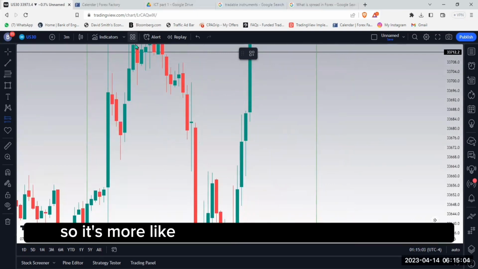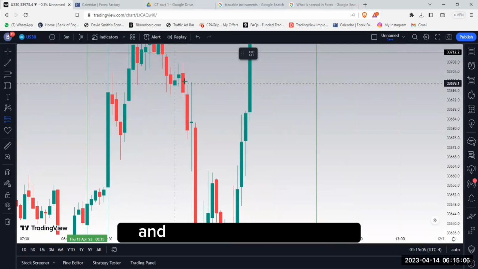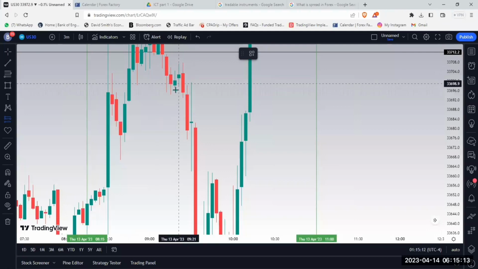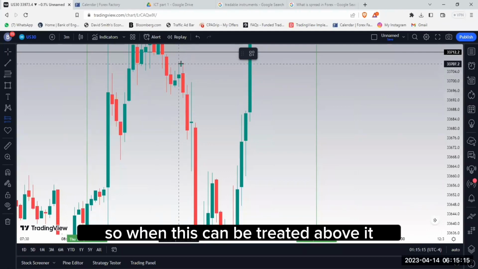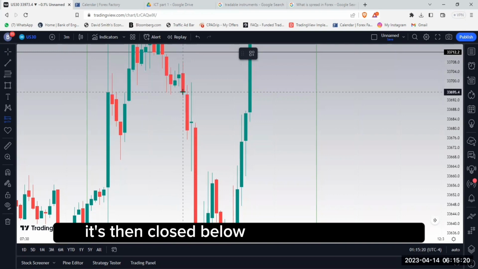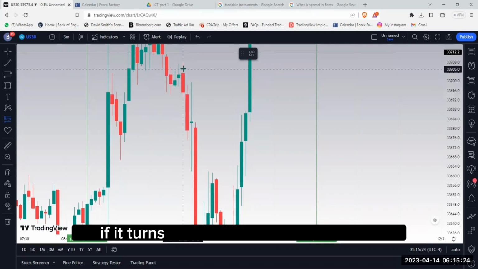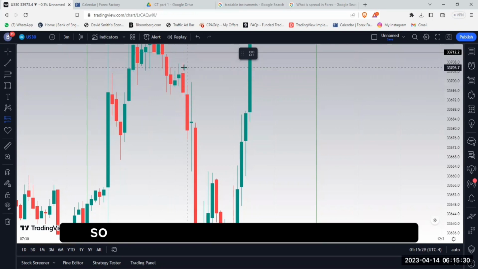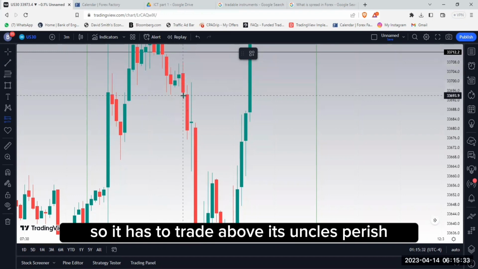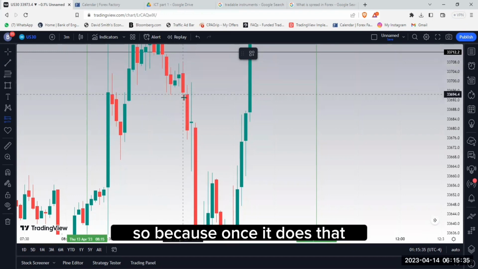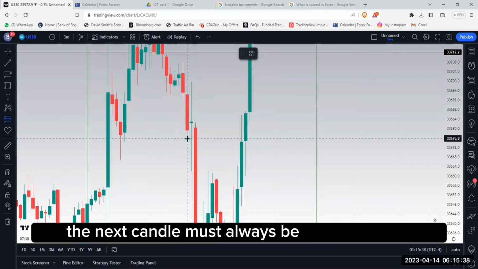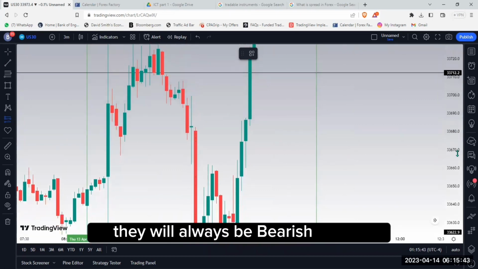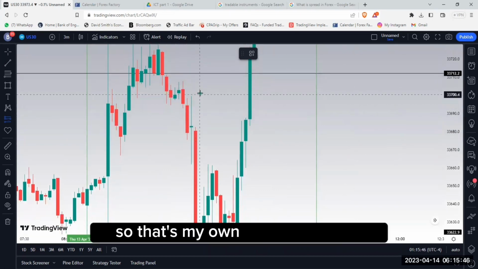So we have the first liquidity sweep and second liquidity sweep, which is a very powerful confirmation. When this candle traded above it, it then closed below. It then closed bearish. If it trades above it and then closes bullish, it's not valid. So it has to trade above it and close bearish. Once it does that, the next candle must always be a bearish candle. Even though there will be a retracement, the next candle will always be bearish. So that's my own method of entry.